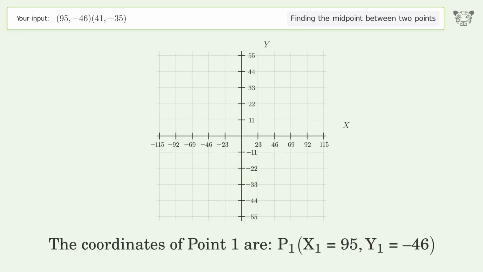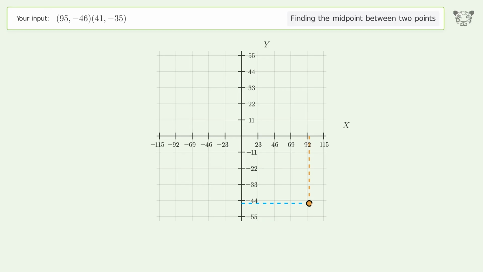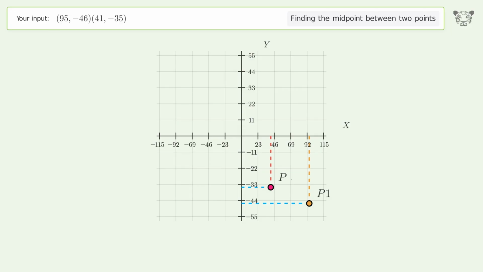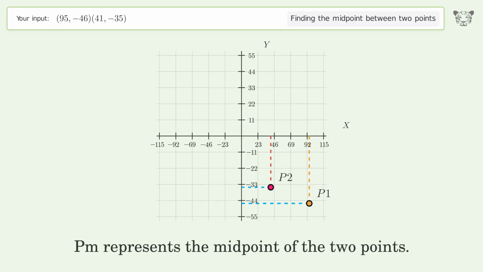The coordinates of point 1 are x1 equals 95, y1 equals negative 46. The coordinates of point 2 are x2 equals 41, y2 equals negative 35. PM represents the midpoint of the 2 points.